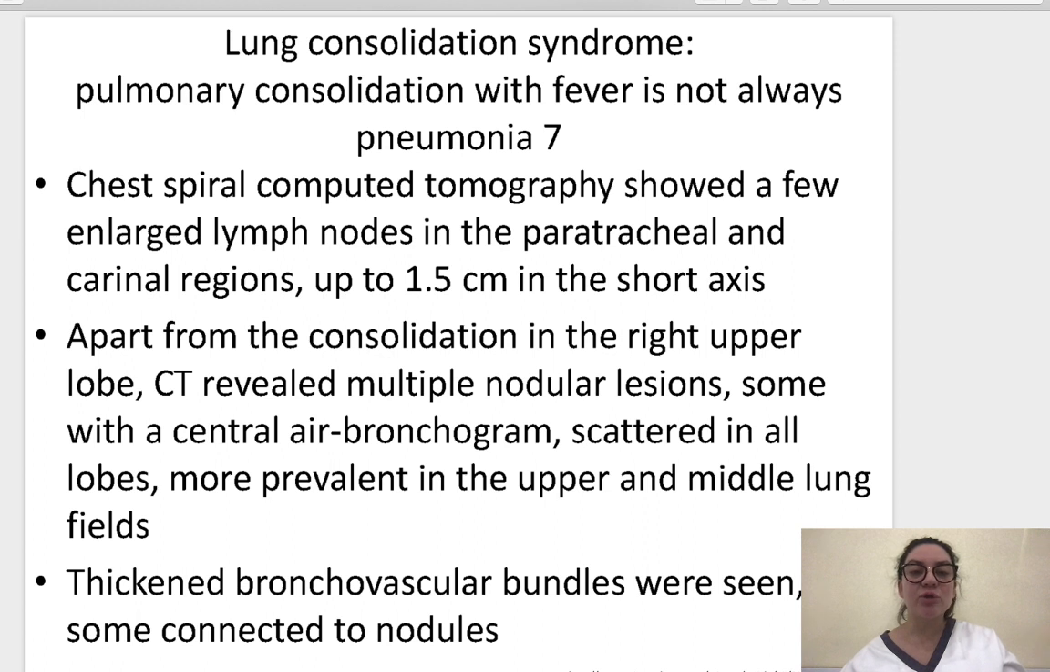Chest spiral computed tomography showed a few enlarged lymph nodes in the paratracheal and carinal regions, up to 1.5 centimeters in short axis. Apart from the consolidation in the right upper lobe, CT revealed multiple nodular lesions, some with central air bronchogram, scattered in all lobes, more prevalent in the upper and middle lung fields. Thickened bronchovascular bundles were seen, some connected to nodules.